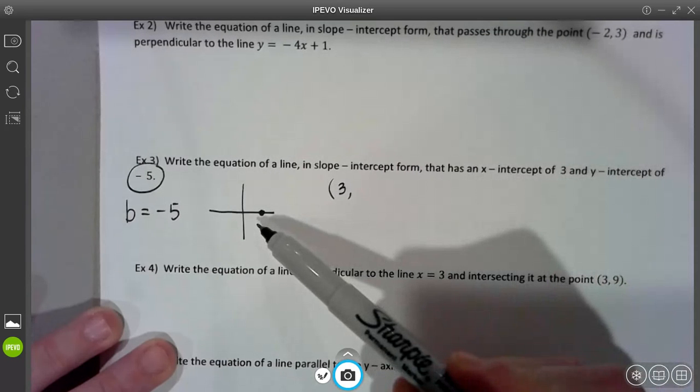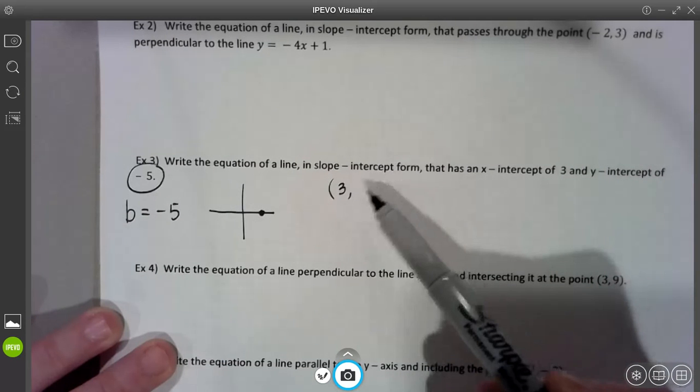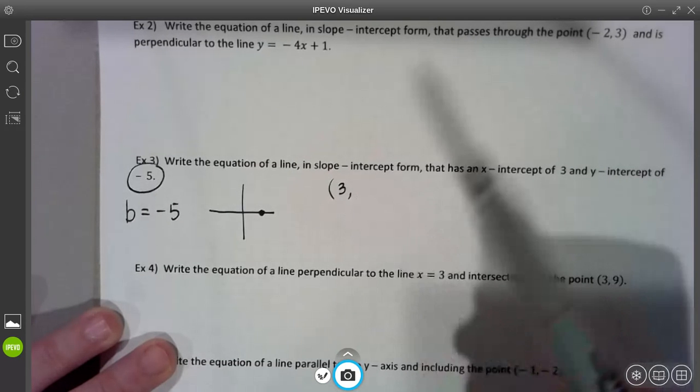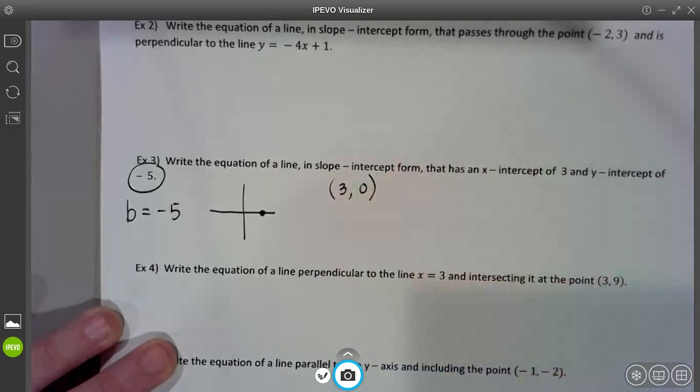If this is the x-intercept, right, it's directly on the x-axis, then you already know its ordered pair. It has an x-coordinate of 3, and what does the y-coordinate of every x-intercept have to be? 0. Thank you.